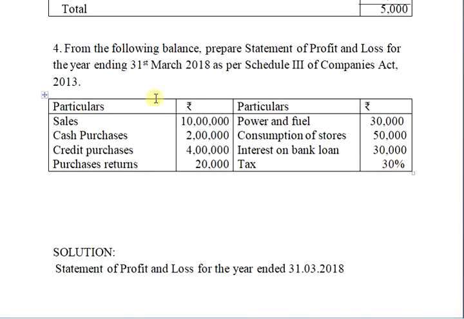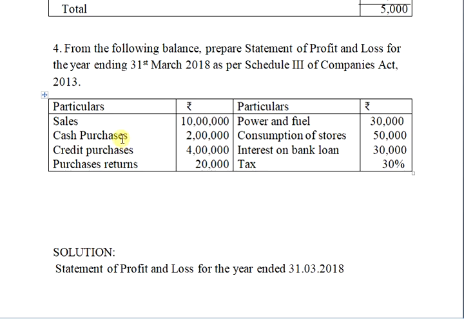So we can move on to the next problem, my dear students, that is problem number 4. From the following balances, prepare the statement of profit and loss for the year ending 31st March 2018 as per Schedule 3 of the Companies Act 2013. We know that we will always be preparing under Schedule 3 of the Companies Act 2013. Sales 10 lakhs is given. What is sales? Sales is nothing but revenue from operations. Cash purchase is given, credit purchase is given.